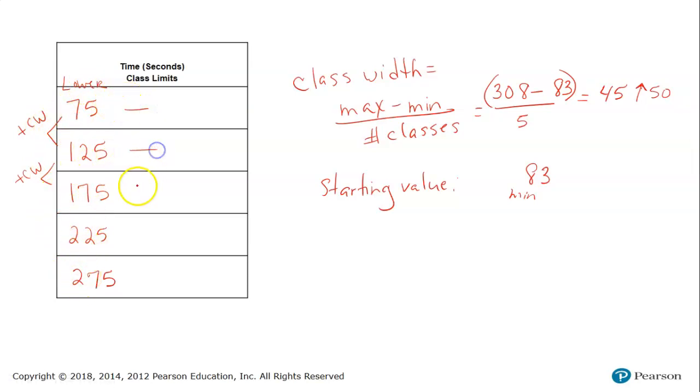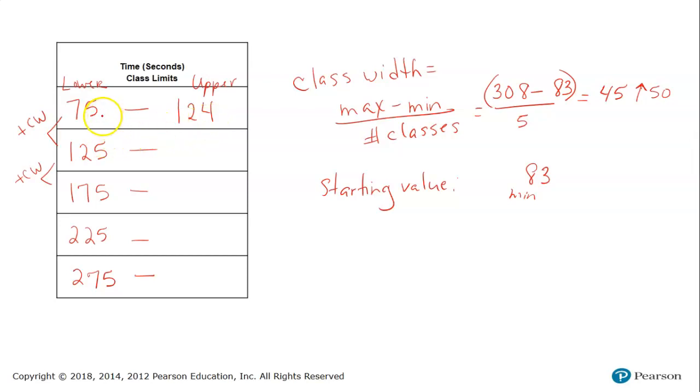The next column, we're going to determine what our upper class limit is. In the first class, it can start at 75 and it can go up to a certain number, and we've got to figure out what that number is. We want it to be the highest number that's in the first class. Anything larger than this number is going to bump it into the second class. 125 is the start of the second class, so that means 124 is going to be the end of the first class. That's the process that you want to go through.